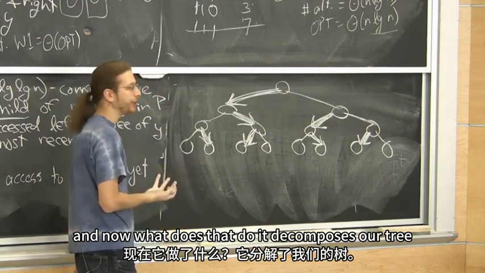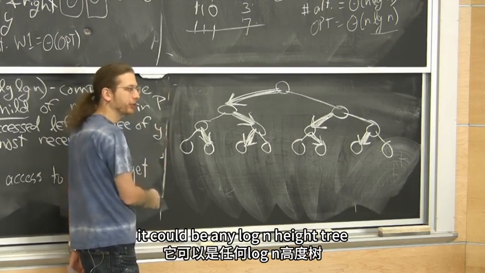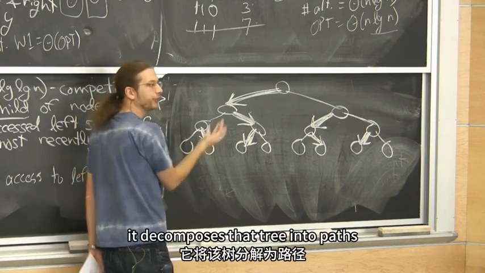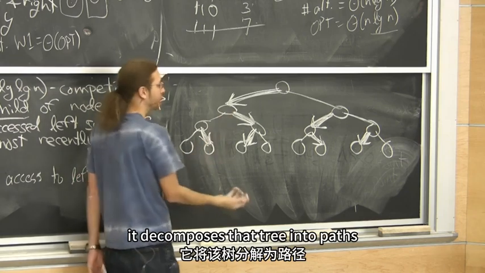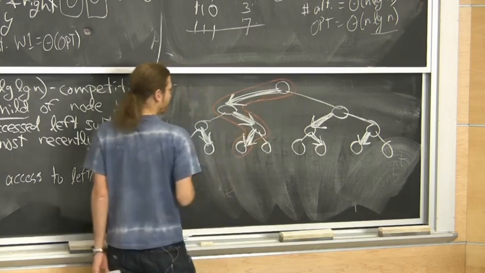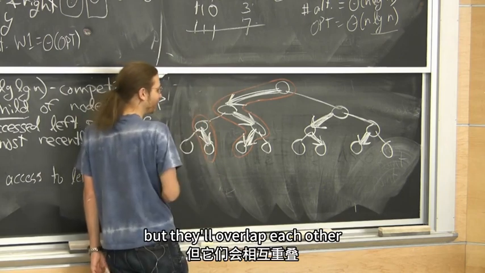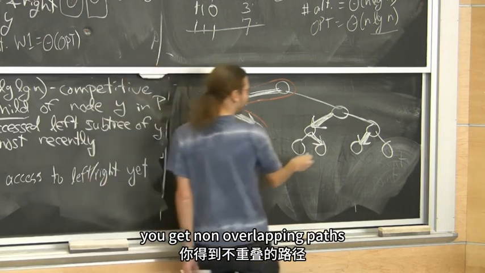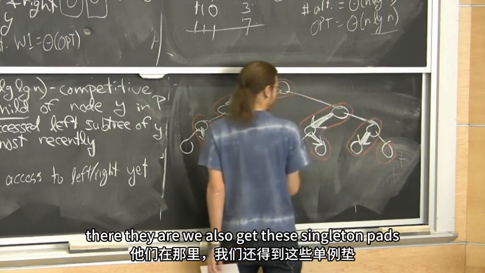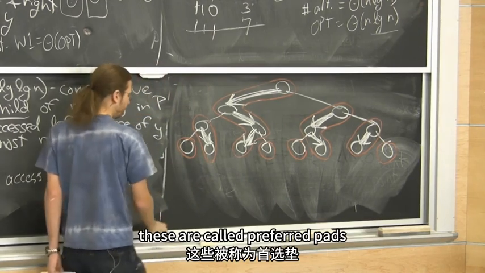It decomposes our tree. This is the perfect tree. P is going to be perfectly balanced, log n height. Could be any log n height tree, but we'll make it perfect. And it decomposes that tree into paths. There's a path here. You just keep following parent pointers, you get a path. Not parent pointers, preferred pointers. It's also true if you follow parent pointers, you get a path, but they'll overlap each other. You follow preferred child pointers, you get non-overlapping paths. There they are. We also get these singleton paths at the leaves. Some of the leaves are in singleton paths. These are called preferred paths.